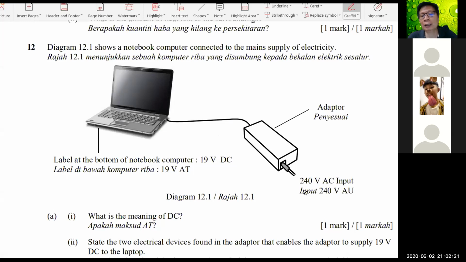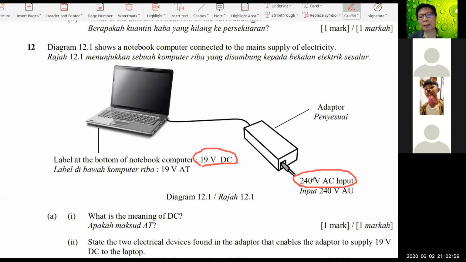You can see here, in our house, the power supply is 240 volt AC. Everyone is the same in our house. All the plugs are 240 volt AC, alternating current. When you plug in here, there must be something to do with this, because this laptop needs 19 volt direct current. It's DC. But how come our power supply is AC? How can the laptop receive DC, direct current, and only 19 volt, instead of 240 volt?